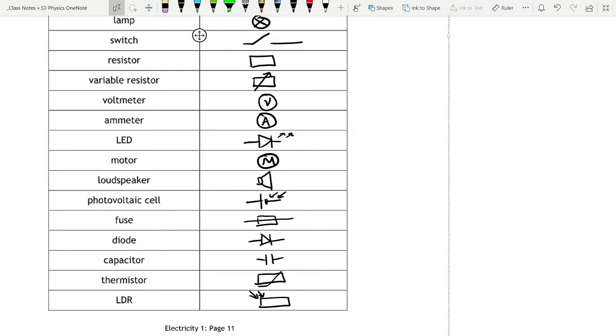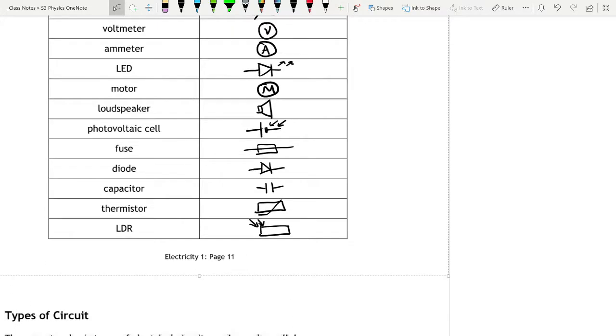Thermistor is a rectangle with sort of like a tick through it, but not a tick like this, it's flat with a tick that goes through there. An LDR, light dependent resistor, is a resistor, so a rectangle with two arrows pointing towards it. So you see, whenever there's a light involved in it, there's little arrows involved.